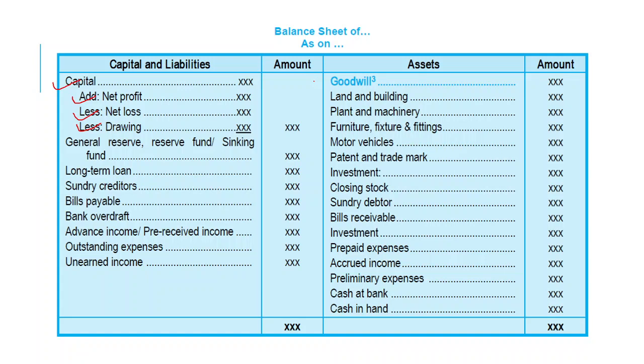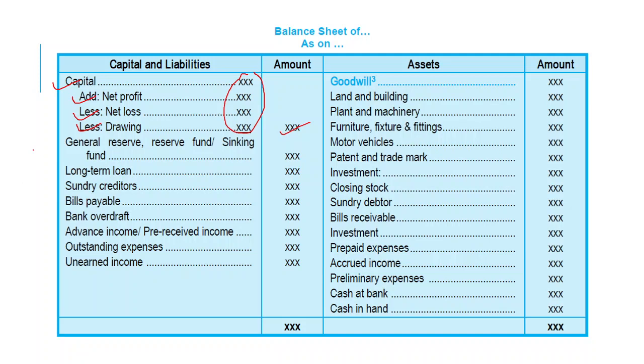Capital plus net profit. If there is a loss, minus net loss. If there are any drawings specified in the question, minus drawings. And then the final amount of whatever is done here, capital, add profit, minus loss, less drawings, this amount should be included here. And after that, everything is just like what you did.